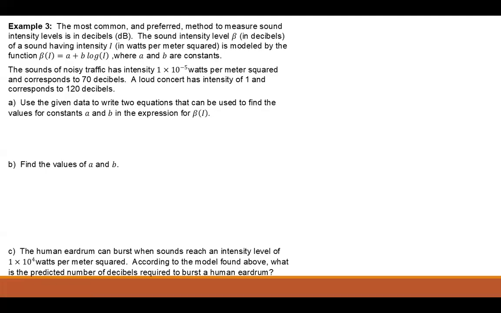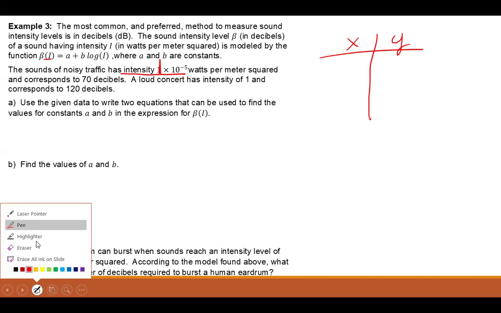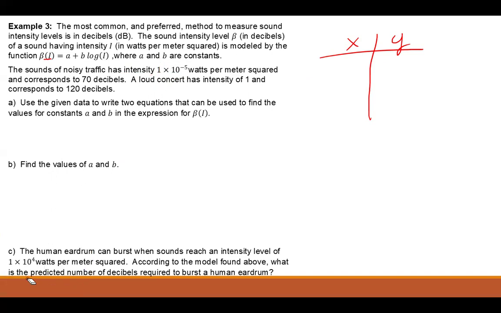So based on what you have here, you can create your own table, your independent variable versus your dependent variable. Your independent variable is what's inside of the parentheses. Inside of the parentheses is our I, our intensity, right? So our X values are going to be the values of intensity. So this is a value of intensity, and this is a value of intensity. So those are going to be your independent variables. So we have 1 times 10 to the negative 5, and we have 1.